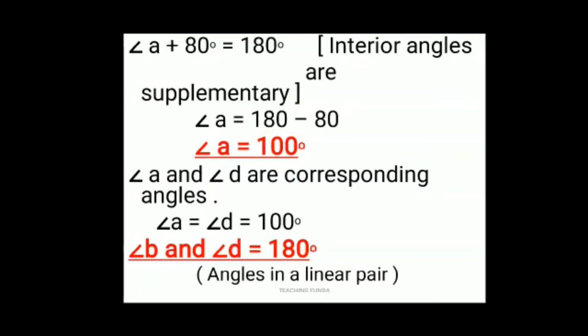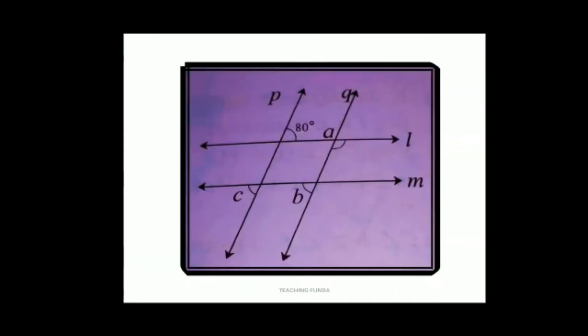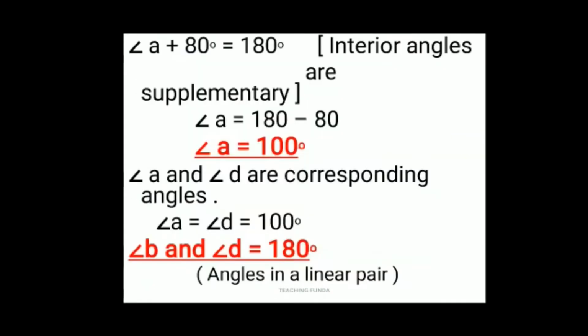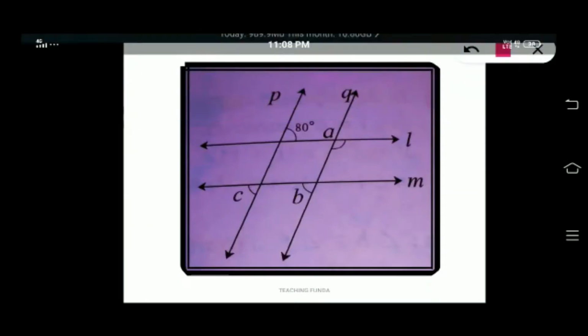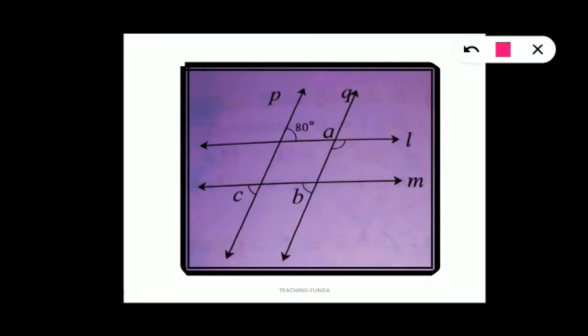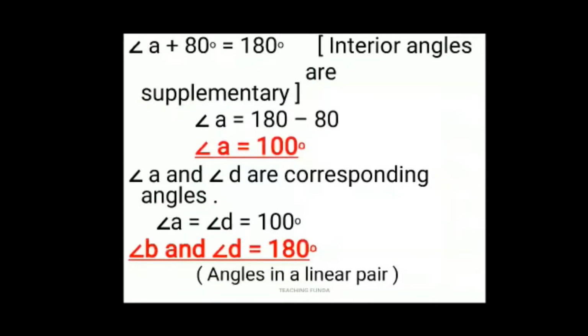Okay students. Now see, angle A and D are the corresponding angles. They have not mentioned an angle here, so for question solving I am giving here angle D. Angle A and angle D are corresponding angles, and corresponding angles always have equal measurements. So angle A is equal to angle D is equal to 100 degree.